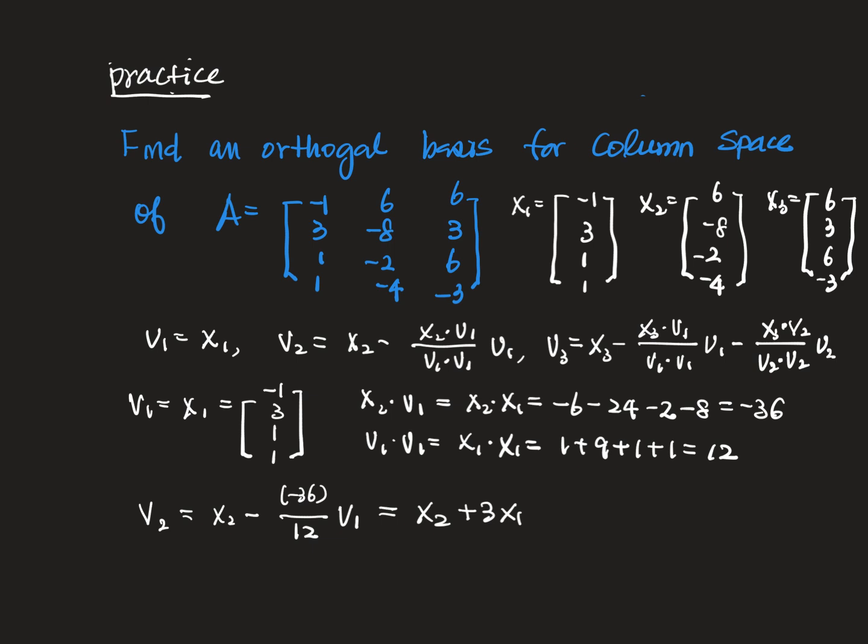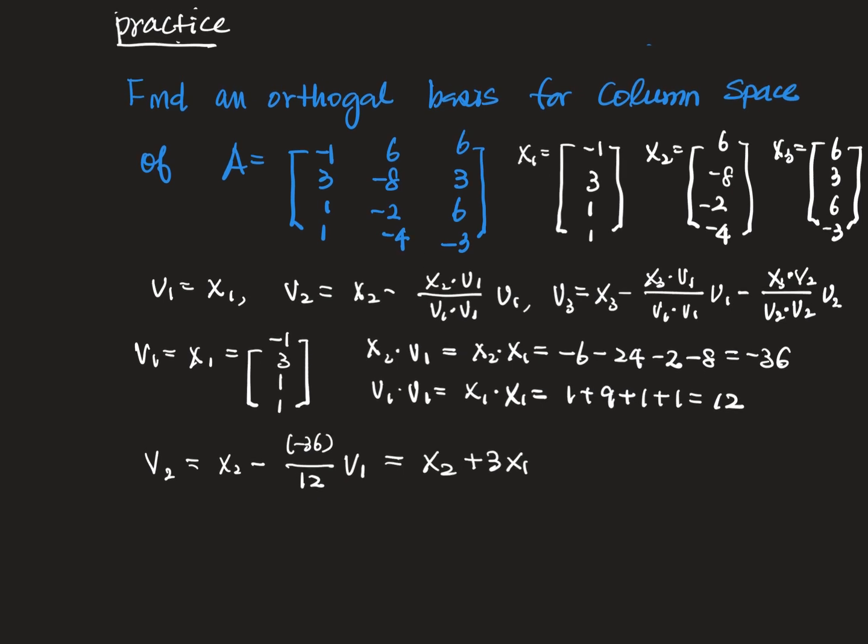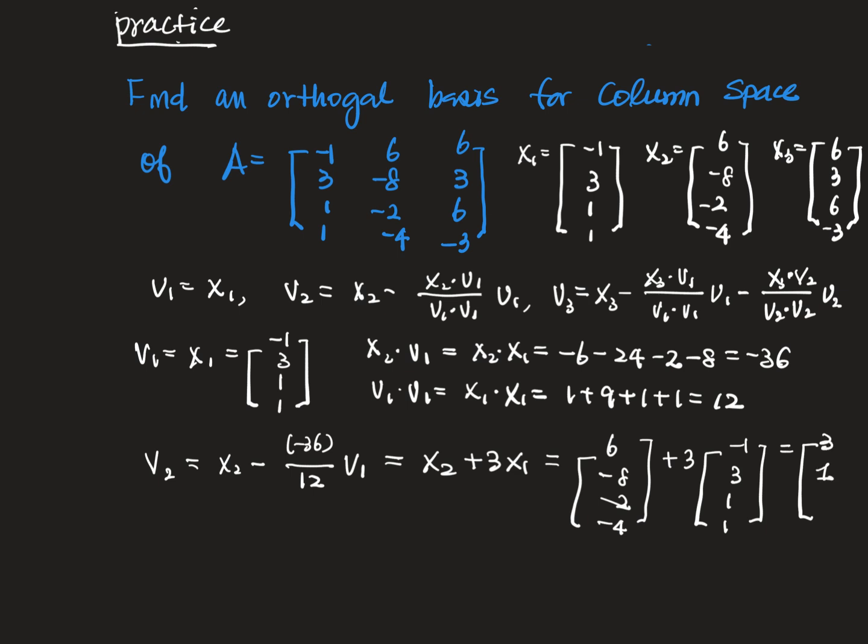That's the v2 vector. So how do we find it? The x2 vector is (6, -8, -2, -4) plus 3 times the x1 vector (-1, 3, 1, 1). So you find this entry is 3, this one is 1, this one is 1, and this one is -1. That's the v2 vector.